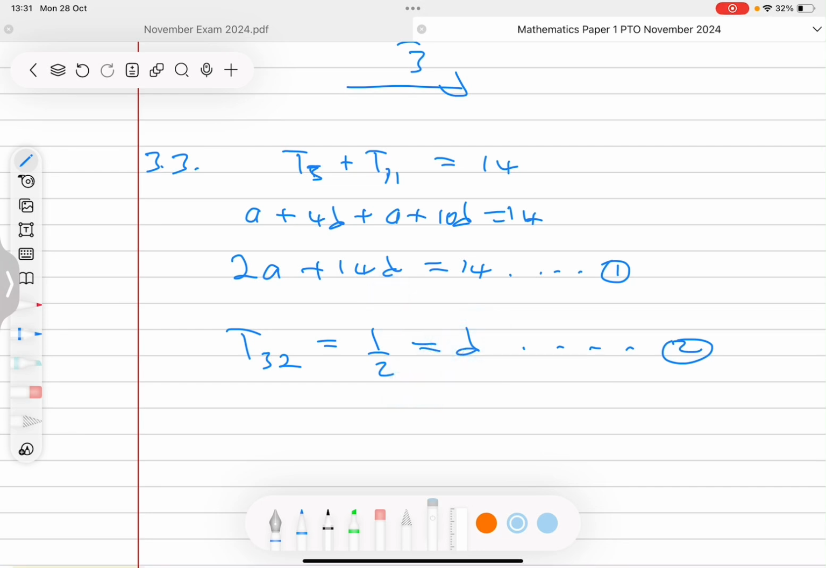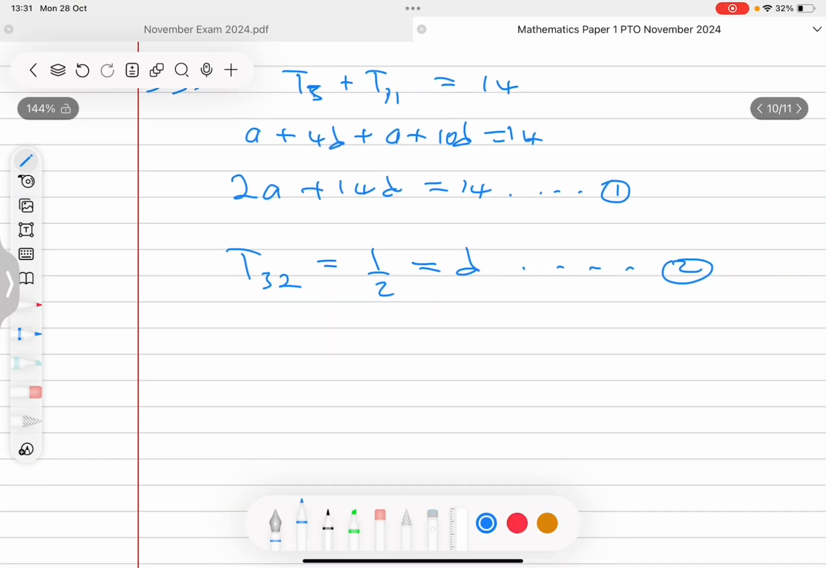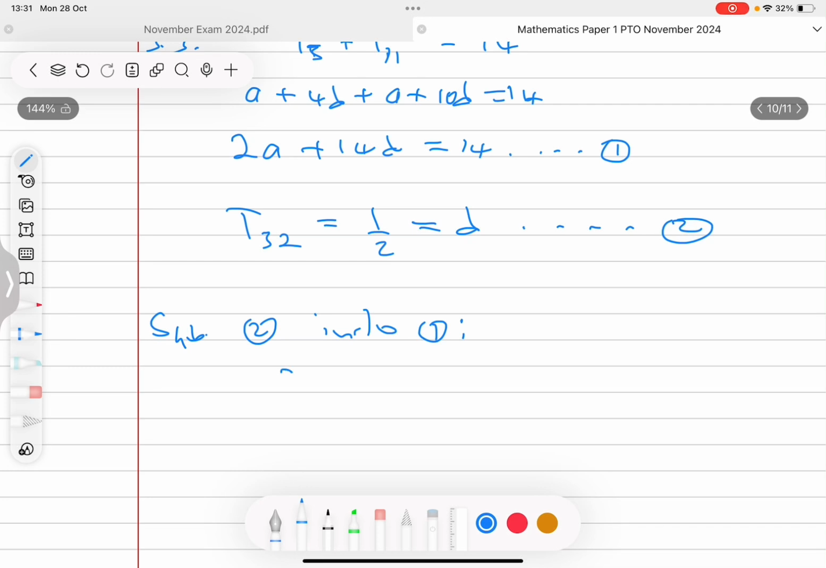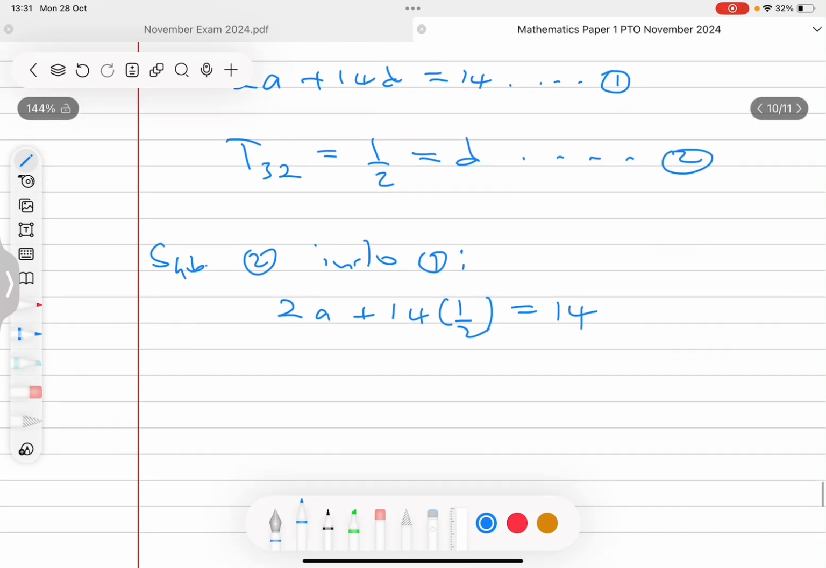I'm going to substitute that now. Substitute equation 2 into equation 1, so we have 2A plus 14 times the D, which is 1 over 2, equals 14. So here I still have 2A. Half of 14 is 7, so that is 7, and this equals 14.